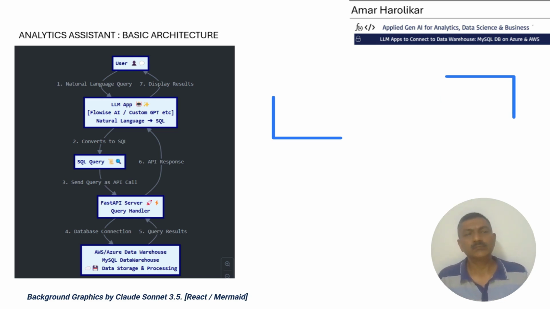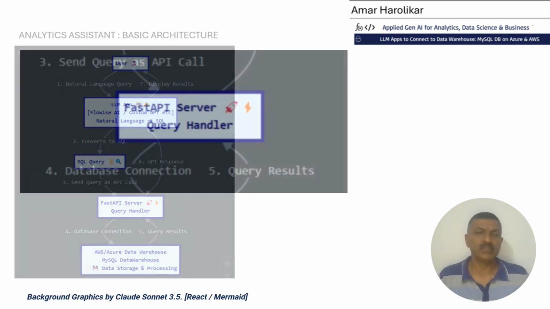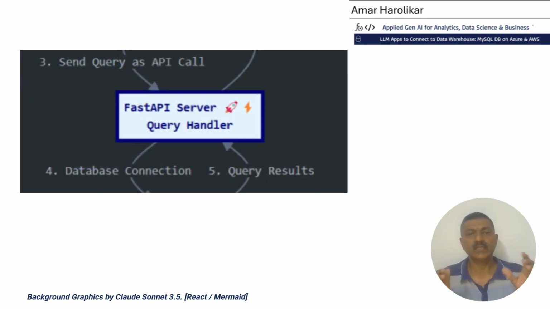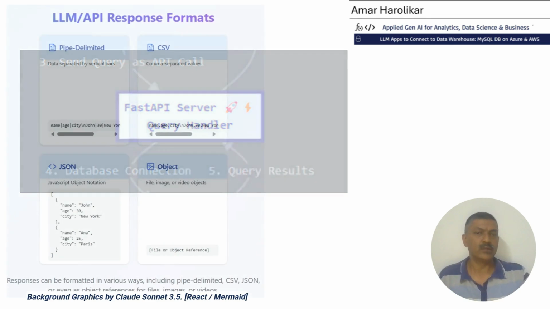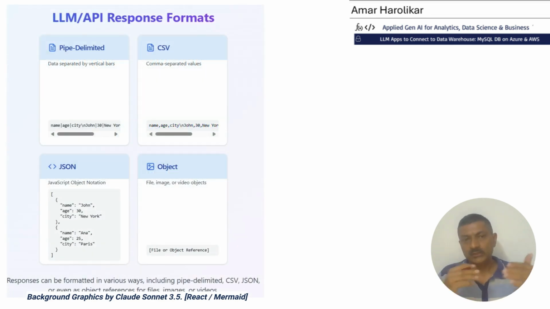The code itself is a short, simple Python code. GPT coded it. All it does is take the incoming query, establish a connection with the database, send the query to the database, receive the response back, and then send the response back to whoever is making the API call. For my response, I use a pipe delimited format, but it can be any format: CSV, JSON, or even an object can be passed along, like a file, image, or video file. Again, the IT world has been doing this for decades.